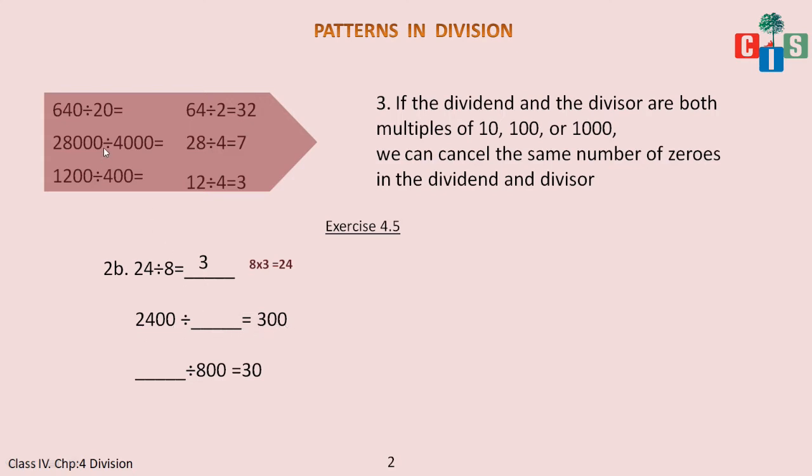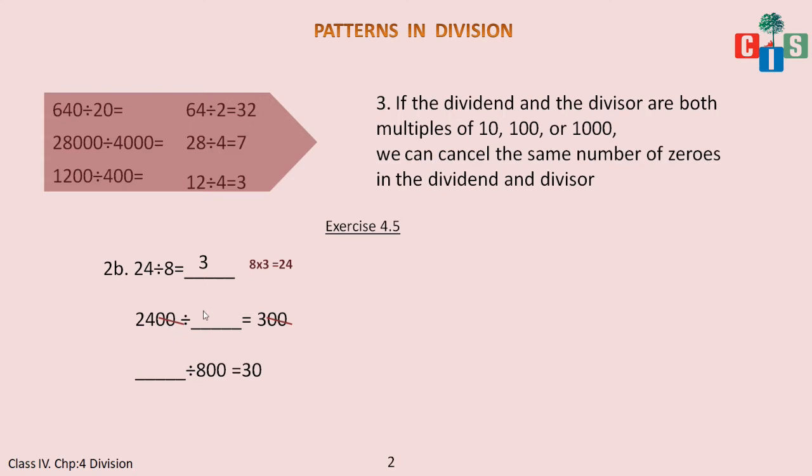So we will have the same pattern as the example above, zeros in the dividend and zeros in the divisor. So what we will do? We will cancel the same number of zeros. Okay. So here we go. Here we have 2 zeros cancel and here we have 2 zeros cancel.